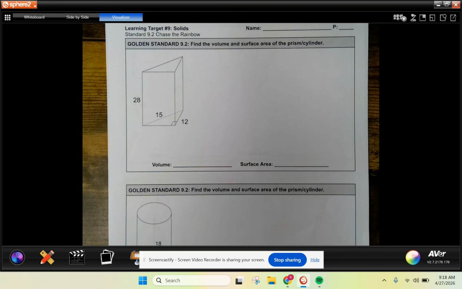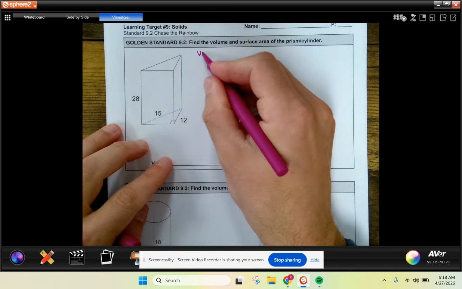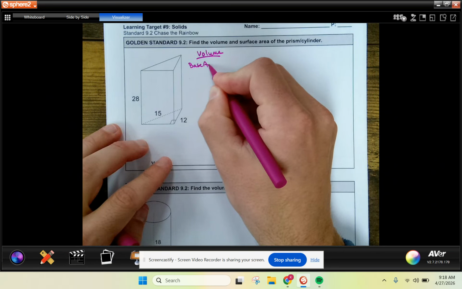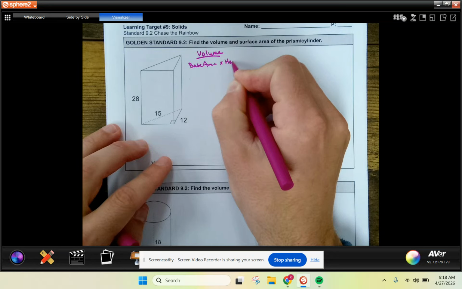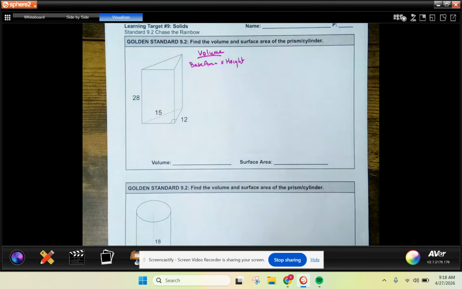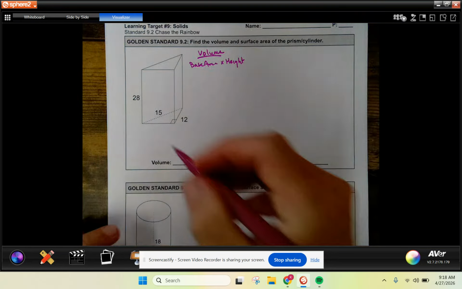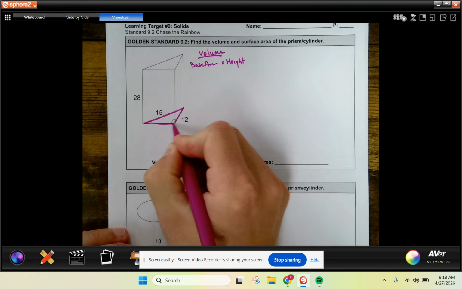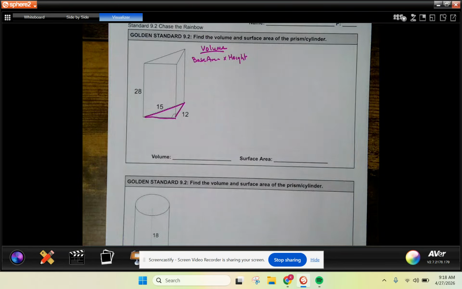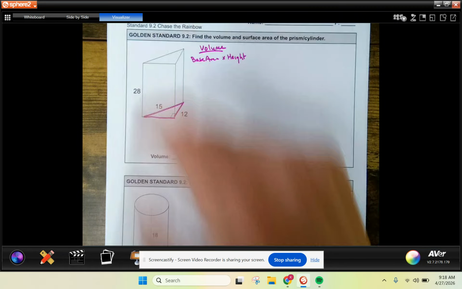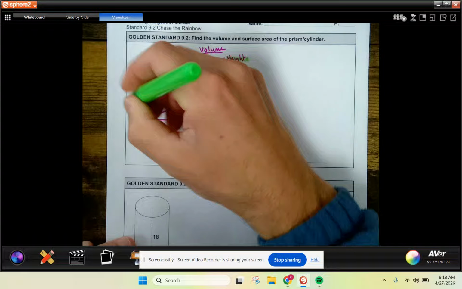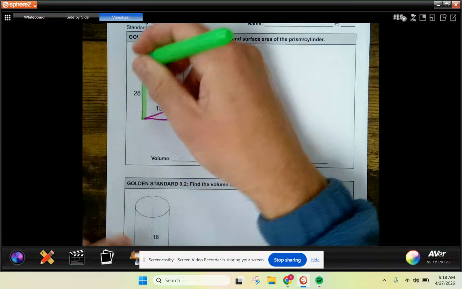For the front side, to find the volume, the volume is what? It's base area times the height. Okay? So, first of all, what's the base? The base area is this triangle down here at the bottom. The bases of a prism are the opposite congruent ends. What is the height? The height is the distance between the triangles, so it looks like that.